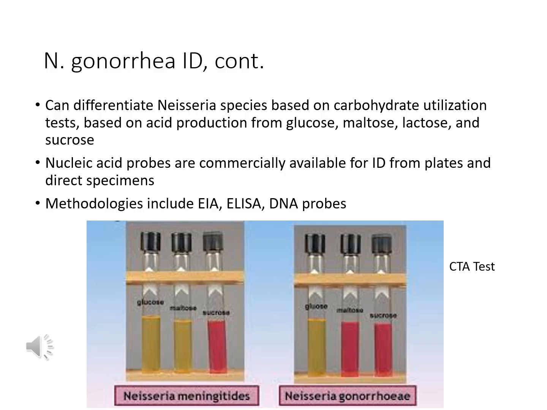You can also do a rapid nucleic acid probe, which will either ID from plates or, better yet, directly from the specimen. So you don't have to wait for that growth time to delay results even more. The methodologies used to try to get your Neisseria ID'd would be your enzyme immunoassay, your enzyme-linked immunosorbent assay or ELISA, and DNA probes.